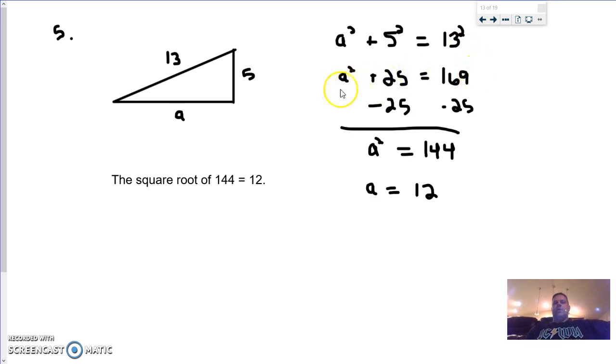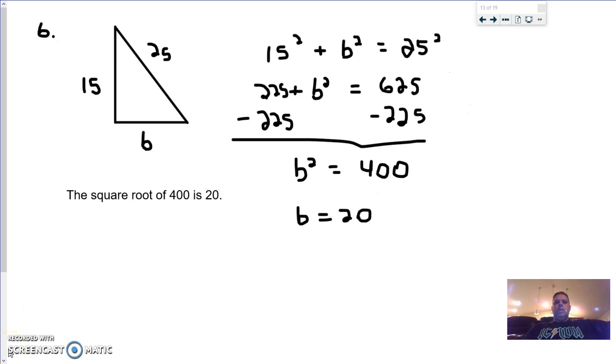To get a squared all by itself, we have to get rid of the positive 25. We do that by subtracting 25 from both sides to keep the equation the same. On this side, that leaves me with a squared. On the right side, 169 minus 25 is 144. When we take the square root of a squared, it is a. When we take the square root of 144, it is 12. Therefore, our answer is a equals 12.